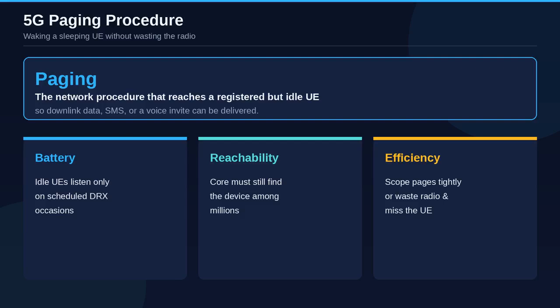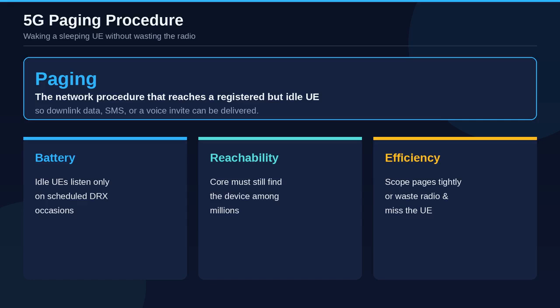Your phone is sitting on the table, the screen is dark, no active data session, and yet a call comes in and it rings. How did the network find a sleeping device among millions? That wake-up process is called paging. In 5G, paging is the procedure the network uses to reach a user equipment, the UE, when that device is registered but idle. No dedicated radio connection, no continuous signaling, just a carefully aimed tap on the shoulder.